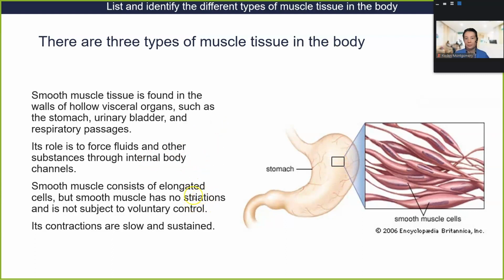And if you see the word striations, all that means is stripy. So skeletal muscle cells are stripy. They look striped, like they have stripes on them. And then smooth and cardiac muscle cells don't look like they have stripes. And in our next lecture, I will show you why they look stripy.